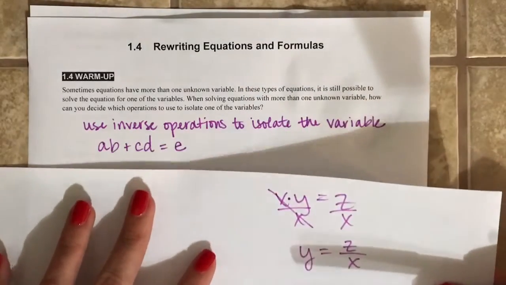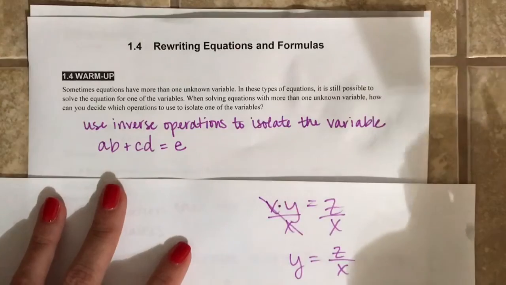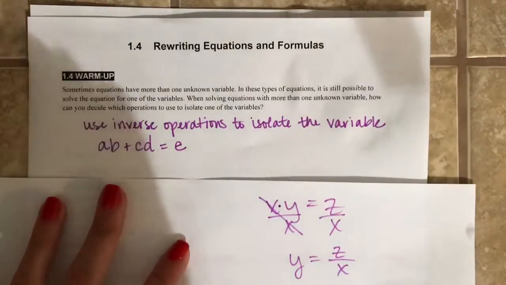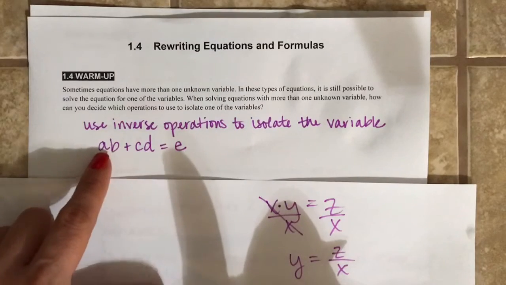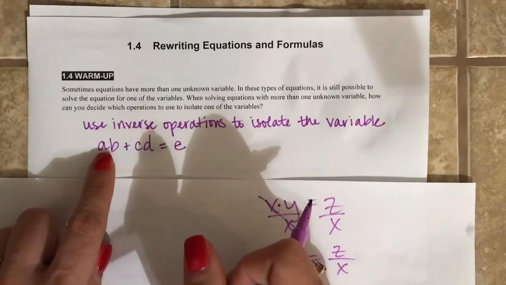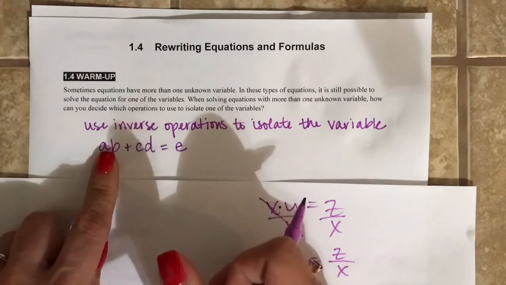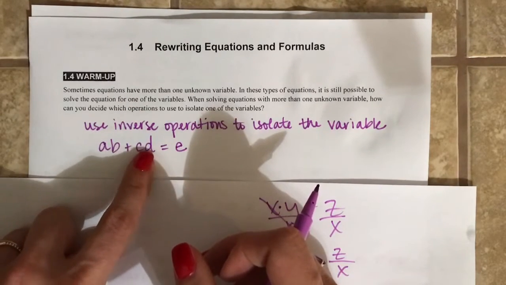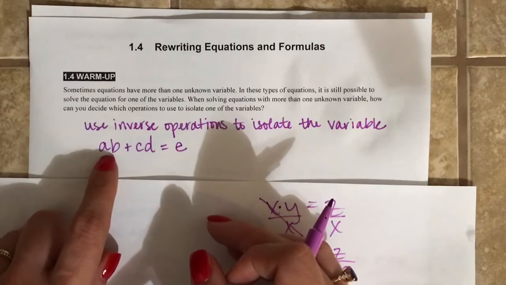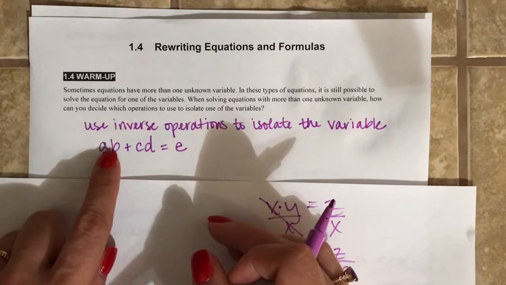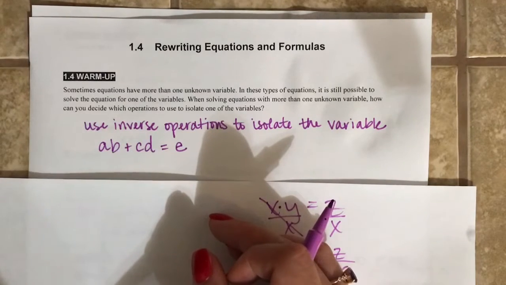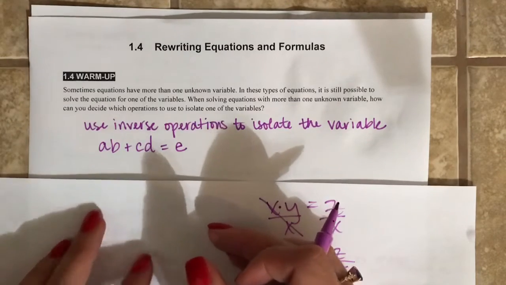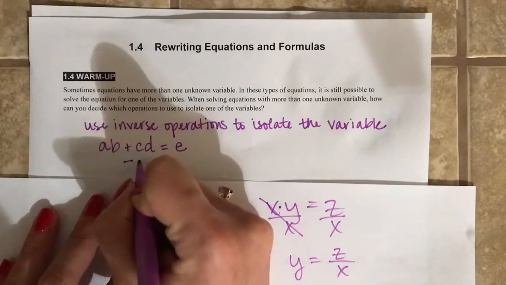Or something like AB plus CD equals E. Let's say we want to solve for A. So you would think about what is being done to A. Right now A is being multiplied by B, and then it's having CD added to it. And that's going in the order of operations. First it's being multiplied by B, and then it's having CD added to it. So we undo that, which is how we always solve equations, we undo the order of operations. So the first thing I would need to do is subtract CD.